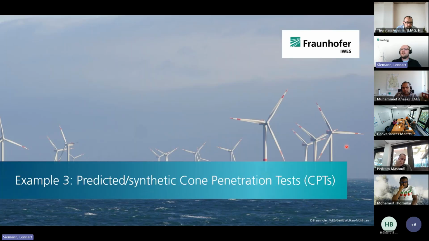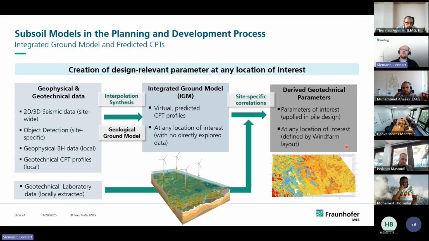And coming to the last example, the predicted or synthetic CPTs. This is something I've specialized on since I started at IWES. So that's, I would say, my core competence also, and something we have worked on the most so far. I'm coming back to my introductory overview slide, basically showing the different steps I talked about also in offshore wind farm development.